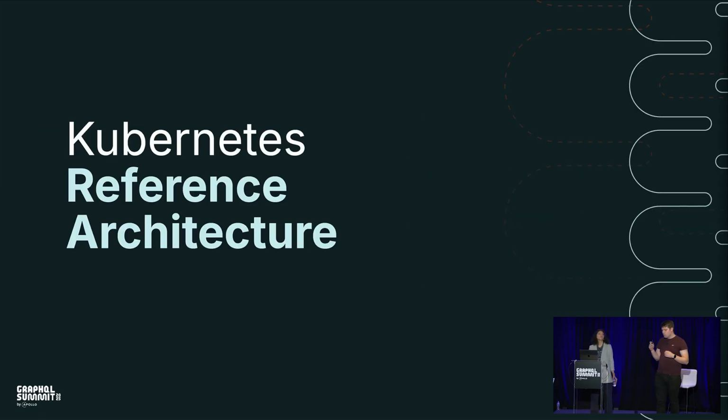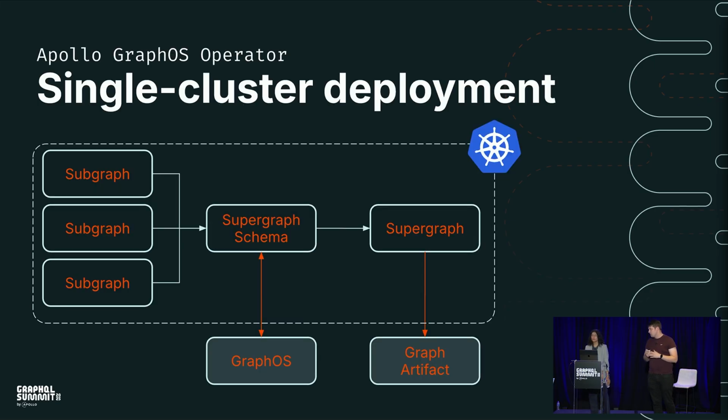Well, we've come up with these different ideas about the Kubernetes reference architecture for Apollo. These are the ideas about how we want people to think about deploying the router inside of Kubernetes when they can. So we have this idea of a single cluster deployment. All of your subgraph resources are inside the cluster. You've got a supergraph schema, which determines which of those subgraphs end up in the supergraph. And then the supergraph itself determines the size of the router fleet and how the router fleet operates.